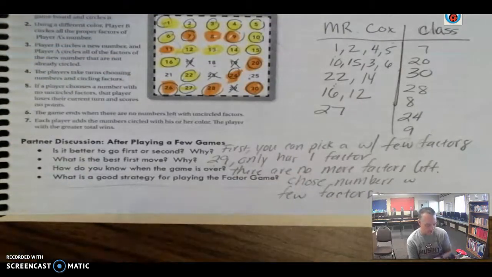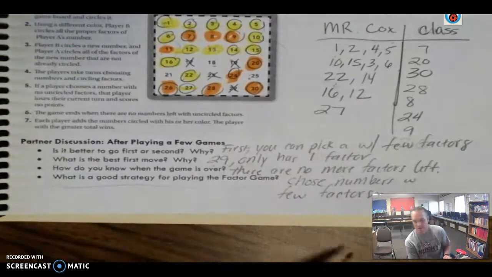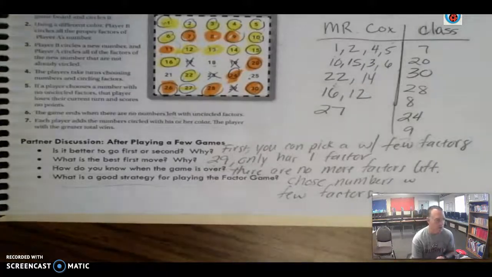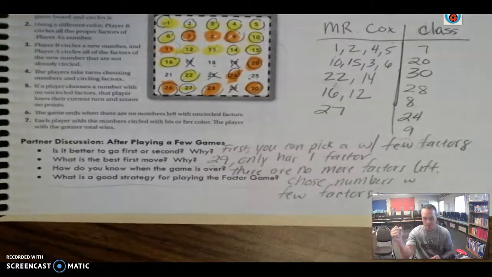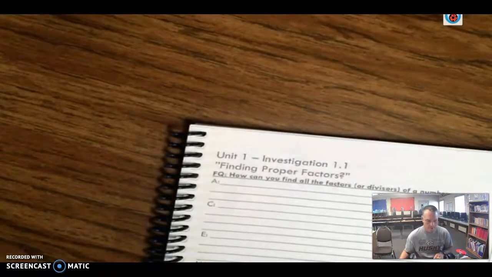What's a good strategy for playing? The best strategy would just be choosing numbers with few factors. So if you're able to pick a number that's bigger than the sum of all the factors that are left over, you win the game. Oop, that's the wrong side. Let me pause this for a moment.